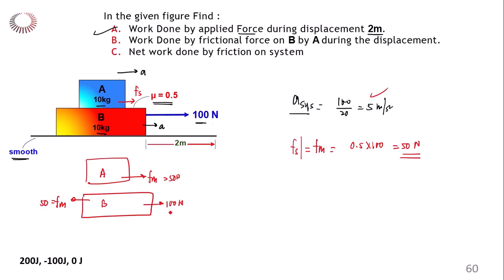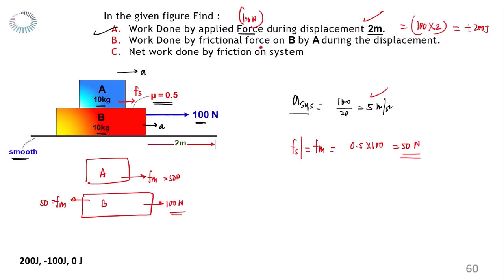Now you are asked to calculate the work done by the applied force. The applied force is how much? 100 newton. Now this 100 newton is producing a displacement of 2 meters. So work done is how much? 100 into 2, 200 joule, because both are in the same direction. So I am calculating this work as positive, plus 200 joule.